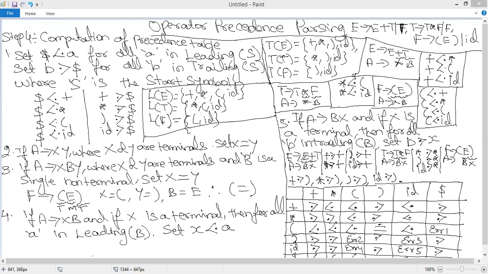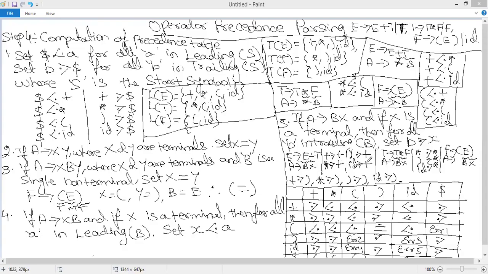So in this case, what do we have to do? We have to identify trailing of B. Trailing of B is trailing of E. What is trailing of E? Plus, star, close parenthesis and ID. What is the relationship we have to set? Greater than symbol. So greater than, and what is the terminal X? Plus is the terminal X here. Plus.